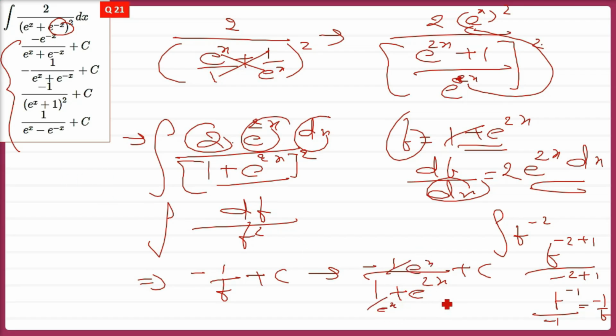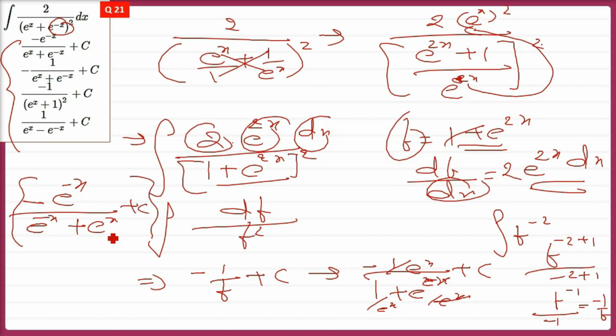Divide numerator and denominator by e^x. So the first one will become e^(-x) with a negative sign. This becomes e^(-x), and this e^x, e^(2x) will give you e^x, plus a constant of integration. Now is it matching? Just see, it's matching. Yes, it's matching with the first option. Okay, this one is the correct one. You can link it with A, or if MCQ comes, this is the answer.